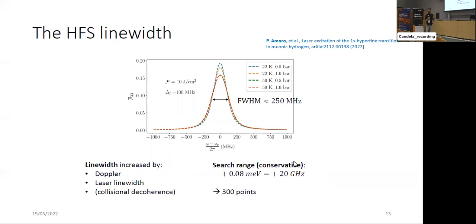And yes, if we take most of the literature values that exist, we come up with a conservative search range of about 20 gigahertz in each direction. That means that we will have to scan about 300 points, and probably we can do it in one beam time at PSI, but it will take time just to find the resonance, of course. Okay.